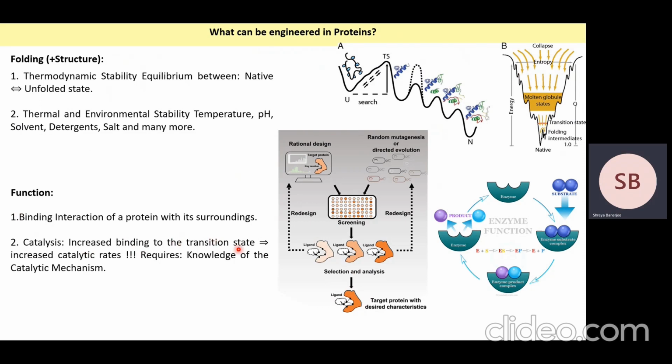Or the catalysis can also be controlled, that is the increased binding to the transition state. So if you have an enzyme, it will bind to the substrate and form the enzyme-product complex, and the product will be released and give rise to the original enzyme, which can again be reused. So if we have knowledge of the catalytic mechanism, that is which amino acids are contributing to the catalysis and how they are binding to the protein, then we can easily engineer a certain combination of amino acids such that the binding to the transition state is maximum, and that will also increase catalytic rates. So like that, the function of a protein can also be controlled.